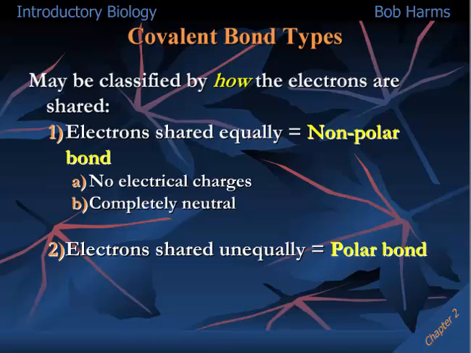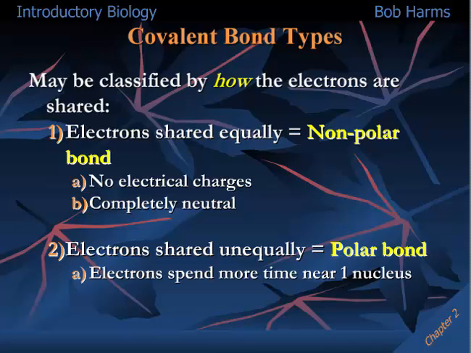Our other option for covalent bonds then is they could be polar covalent bonds. And a polar bond is when we have unequal sharing of electrons, meaning that that electron is going to spend a lot more time around one nucleus and then maybe only occasionally orbit the second nucleus. And so it's going to be very lopsided.